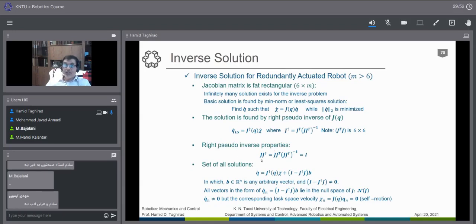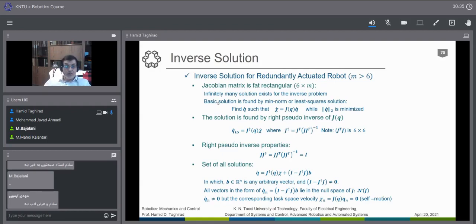As you see, for example, J times J pseudo-inverse is equal to I, like a usual inverse, and you can prove that quite easily: if you just multiply J by this one, this would be J J transpose, and this is J J transpose inverse, so it will result in the unity matrix I. Of course, there are some other properties that you can use to manipulate that. I don't want to go through that linear algebra. I would like to go further on that.